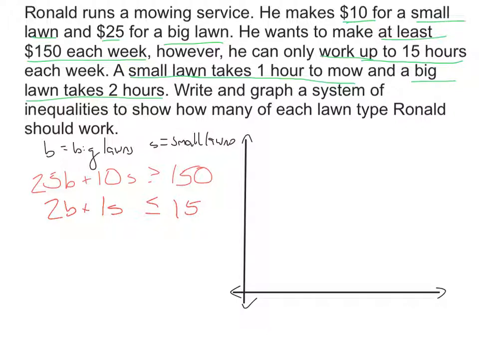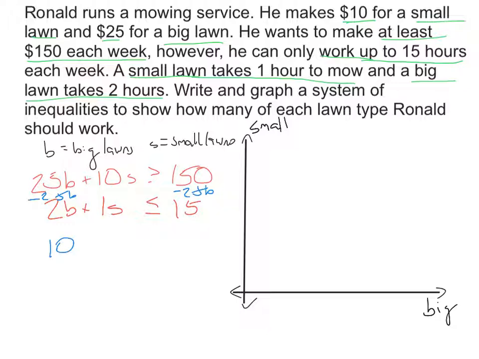Now to graph these, we need to get a variable by itself, and let's get S alone. Up here, essentially our y-axis will be small lawns, and our x-axis will be big lawns. All right, so if I were to start getting this one alone up here, I'm going to subtract 25b.